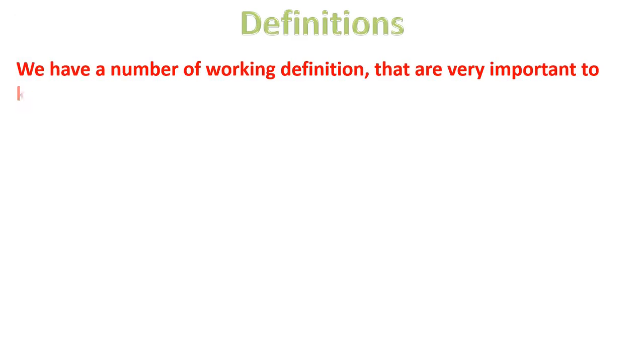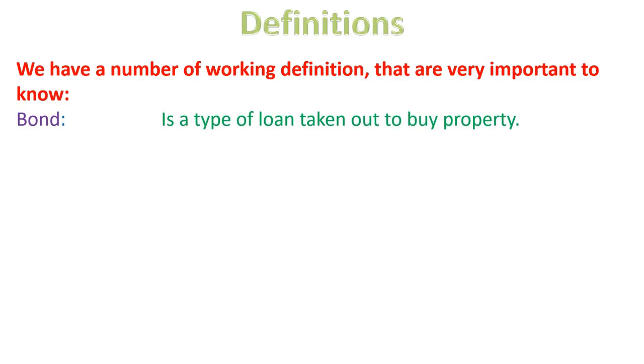Now we have a number of definitions with this section. Please, guys, you need to know these off by heart. They are very, very important. And the first one is a bond. It's a type of loan taken out to buy property. So if you want to buy a flat or a house or a townhouse, an apartment, whatever, as long as it's about property and you're taking out a loan, it's normally called a bond.